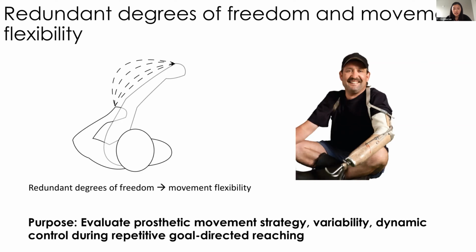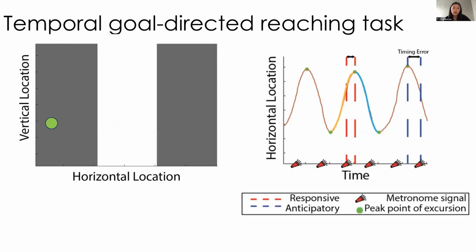So in our study, we evaluated movement strategy, variability, and dynamic control of both prosthetic and anatomical movements during a series of repetitive goal-directed reaching with different goal frequencies, with a purpose of better characterizing prosthetic movement control. We asked 9 unilateral transradial prosthesis users and their age and sex matched healthy individuals without an amputation to complete a temporal reaching task such that they were changing the direction of their reach with the frequency of the metronome that was playing in the background.